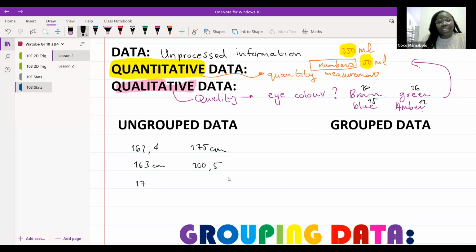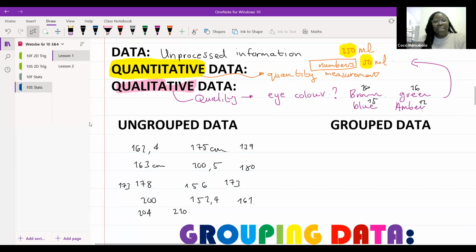Amber says she's 178. I see a 156. Thank you, Tyrika. Anam is 200 meters tall, 152,4, 173, 204, 210. Jesus, guys. Tiana's like, I'm probably 139. So short. There's a 180. There's a 173. A 161. Why are people speaking Japanese?